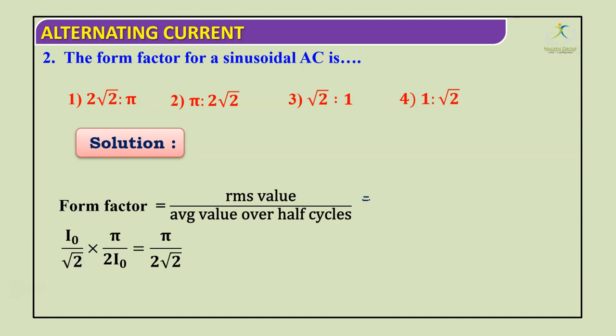Students, I think you should know that the form factor of a current is IRMS divided by I average. We know the value of IRMS is I naught by root 2, divided by 2 I naught by pi. We can cancel I naught, and this value comes to pi ratio 2 root 2. So that will be the correct answer.